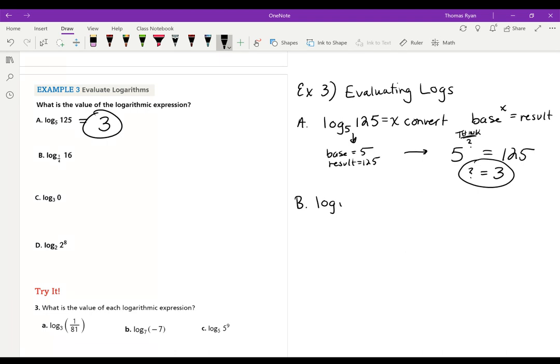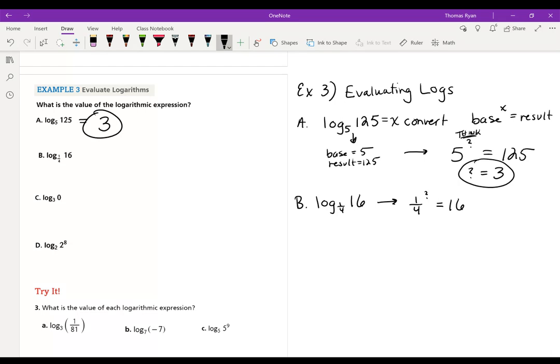The log base 1/4 of 16. So let's convert that to an exponential. So we keep our base 1/4 to what power gives us 16. Now this is kind of a tricky one, but think about it. If you raise 1/4 to positive number powers, like if you square 1/4, you're going to get 1/4 times 1/4, which is going to give you 1/16, which is a smaller fraction.